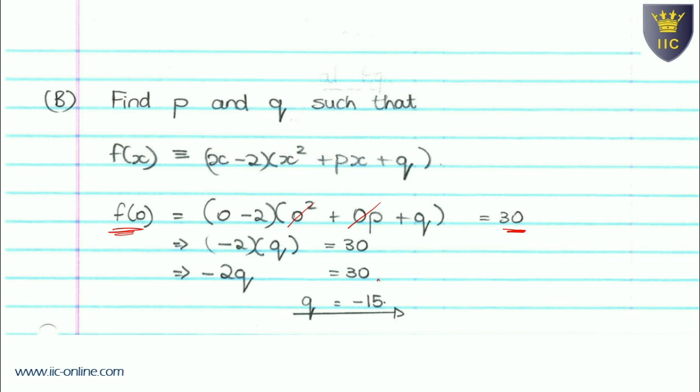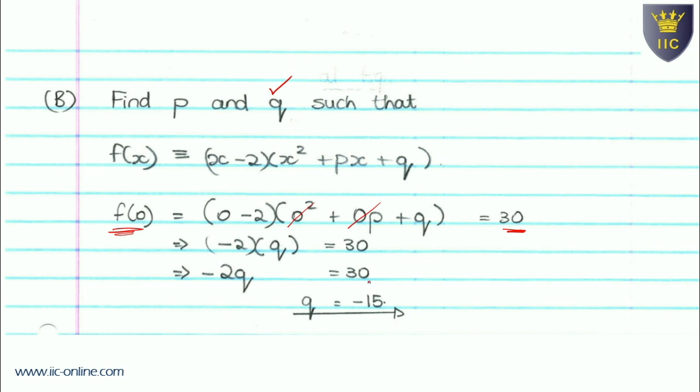That's simply changing the subject of the formula. If that doesn't make sense to you, please send me an email and ask me to do a video for you on changing the subject of the formula, but hopefully that does make sense. So far we've got q, but remember we were asked to find p and q, so we're halfway there.